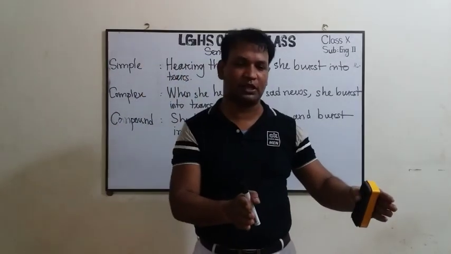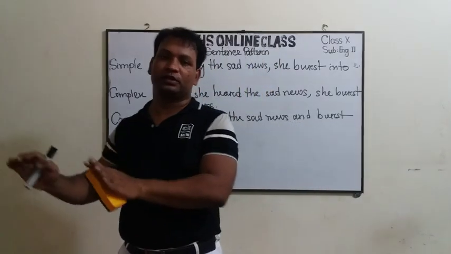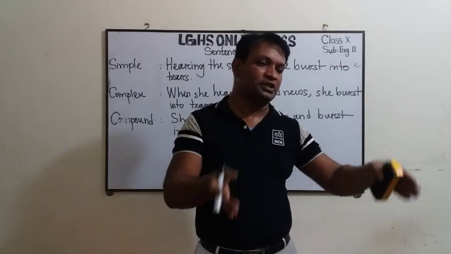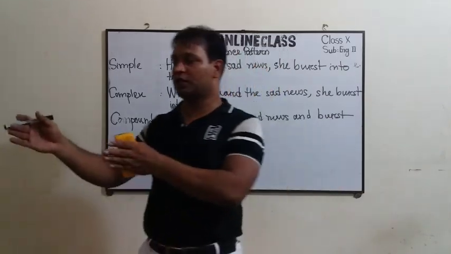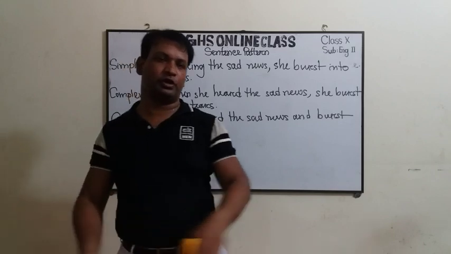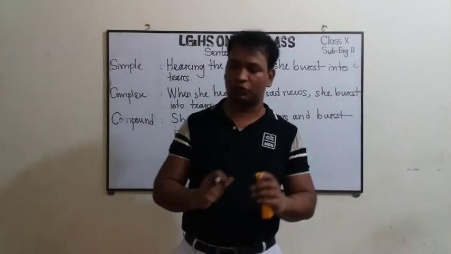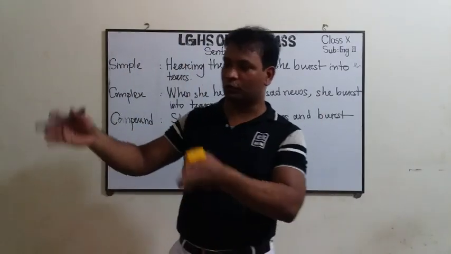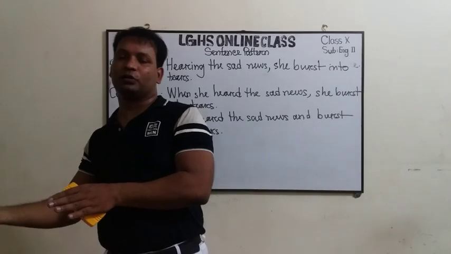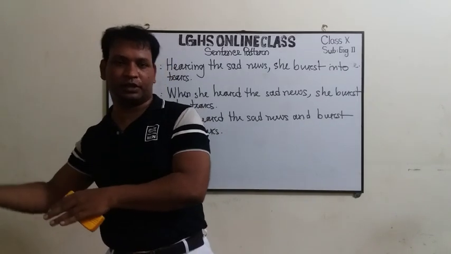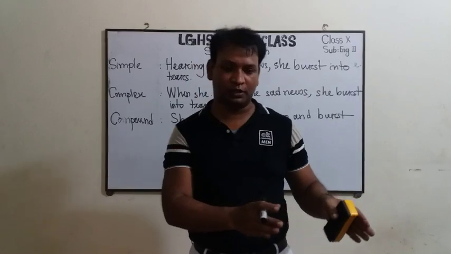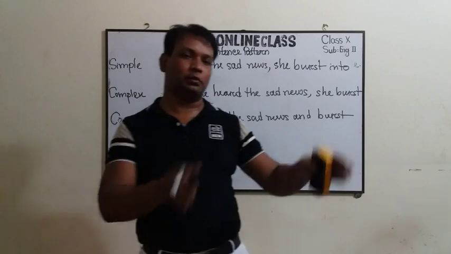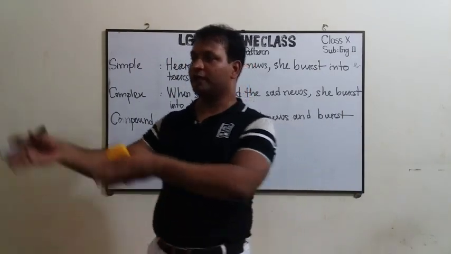Similarly, standing beside the window, she looked out. This is simple. Let's make it complex. When she stood beside the window, she looked out. Let's make it compound. She stood beside the window and looked out. Similarly, breaking the door, the policeman entered the room. This is simple. Let's make it complex. When the policeman broke the door, they entered the room. Let's make it compound. The policeman broke the door and entered the room.